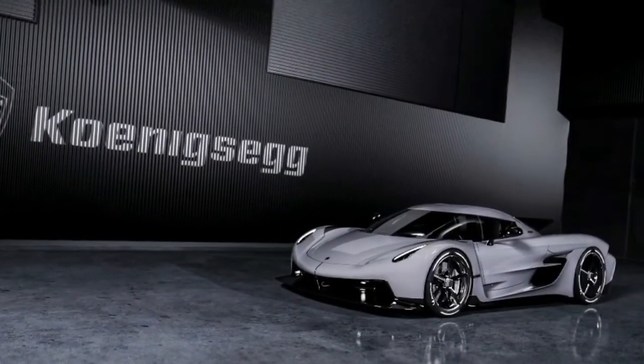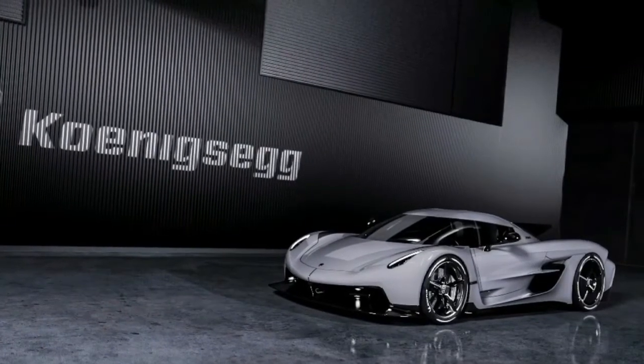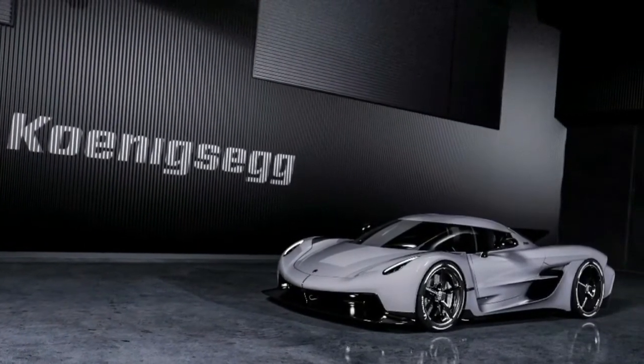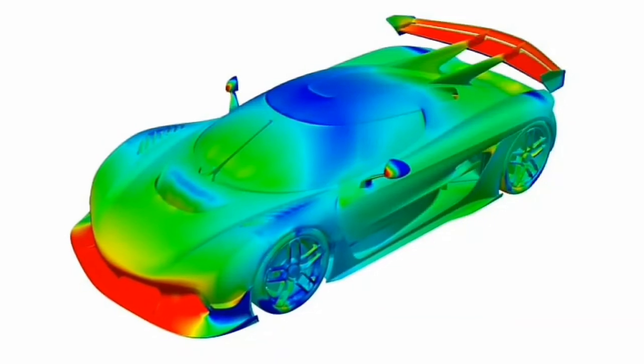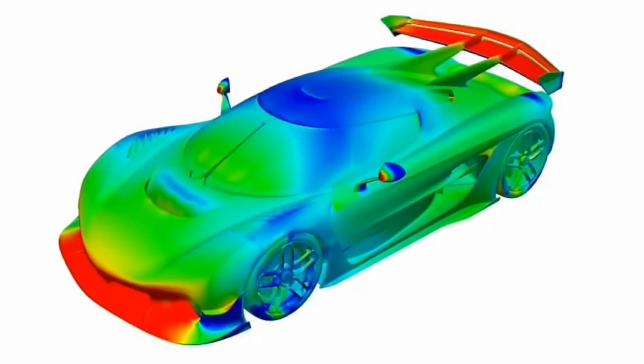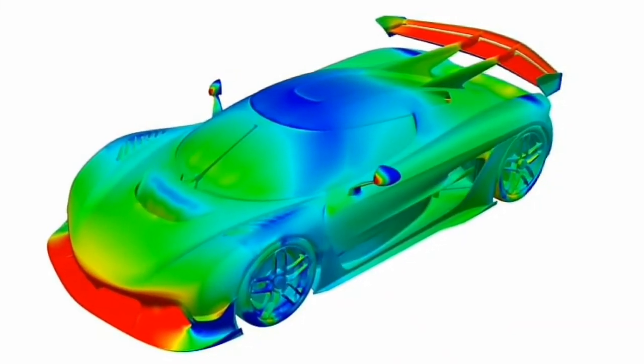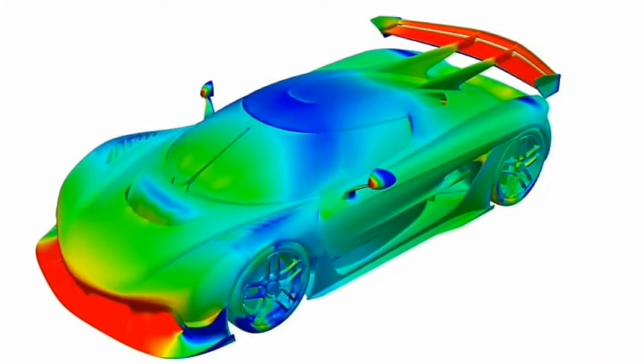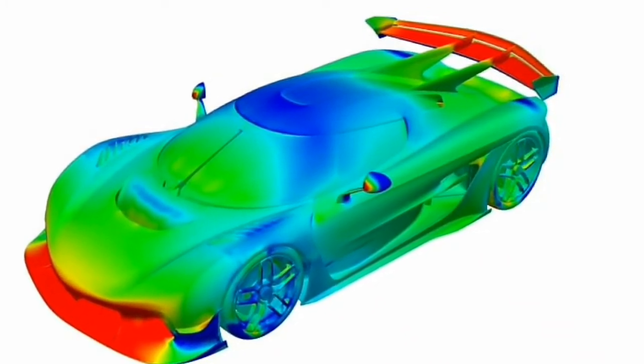Today I am going to talk about the density of air that is flowing around the vehicle and how it will affect aerodynamics. This is a car that is moving through air, and the various colors show various densities of air molecules around the vehicle.